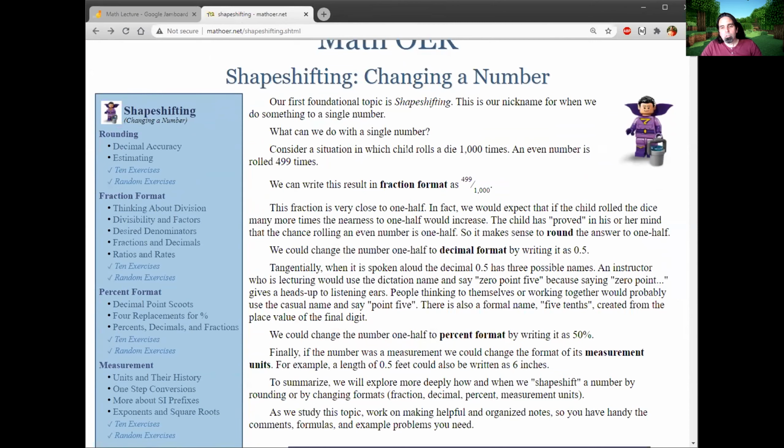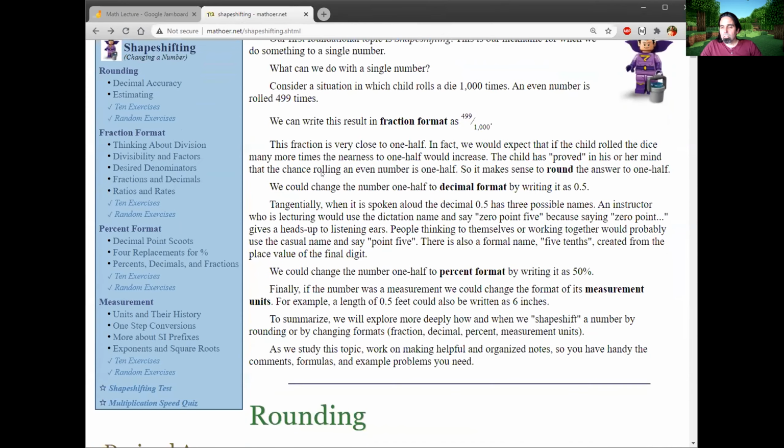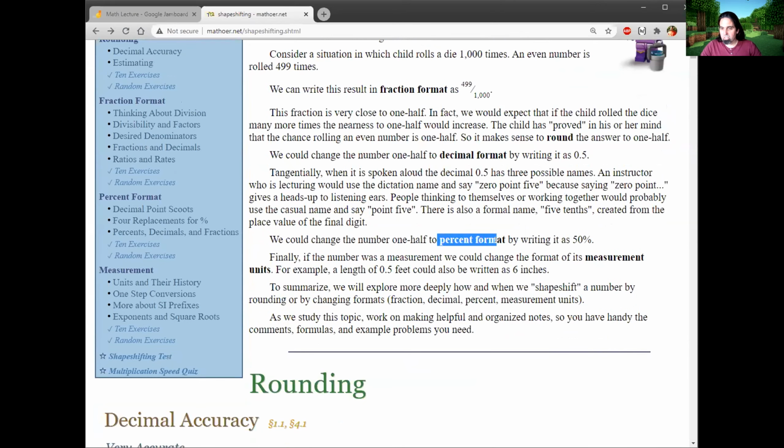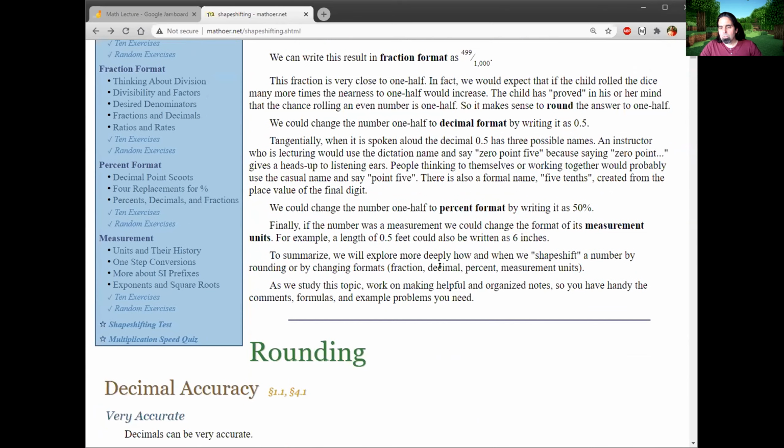So shape-shifting isn't an official name for a math topic. I'm using that nickname for all the things we do to just one number at a time. So consider when somebody rolls a die 1,000 times, how many times did they get an even number? 499. So one thing we can do is write numbers as a fraction. We could write the same thing as a decimal. We can round numbers. We can take numbers and write them as percent. 0.5 is about 50%. And lastly, if it was a measurement, we can talk about measurement units. So 0.5 feet could be 6 inches and so on like that.